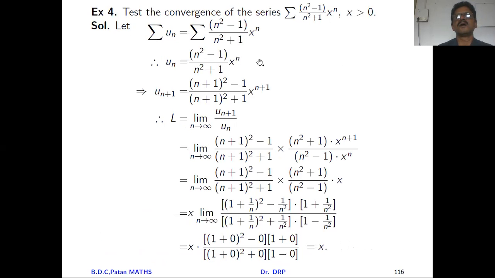So the next example is given. Test the convergence of the series summation of n minus 1 divided by n square plus 1 into x raised to n, where x is greater than 0.